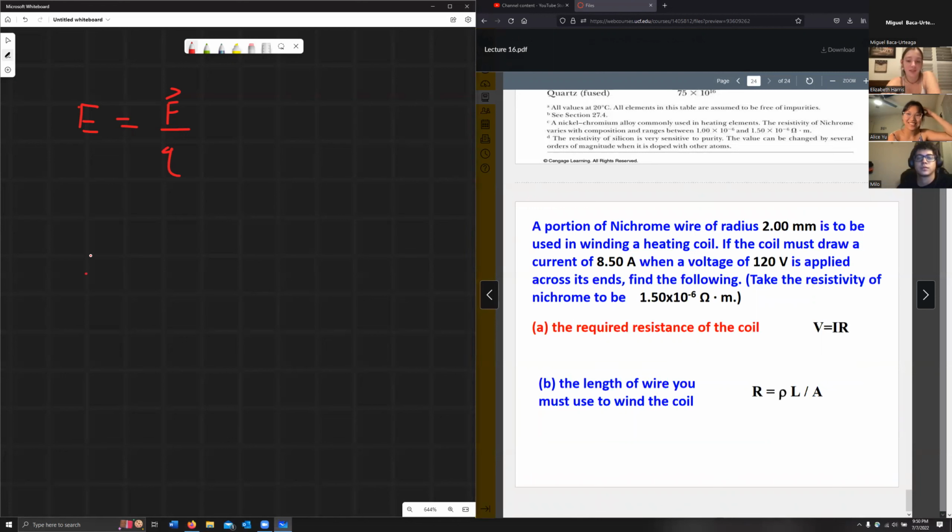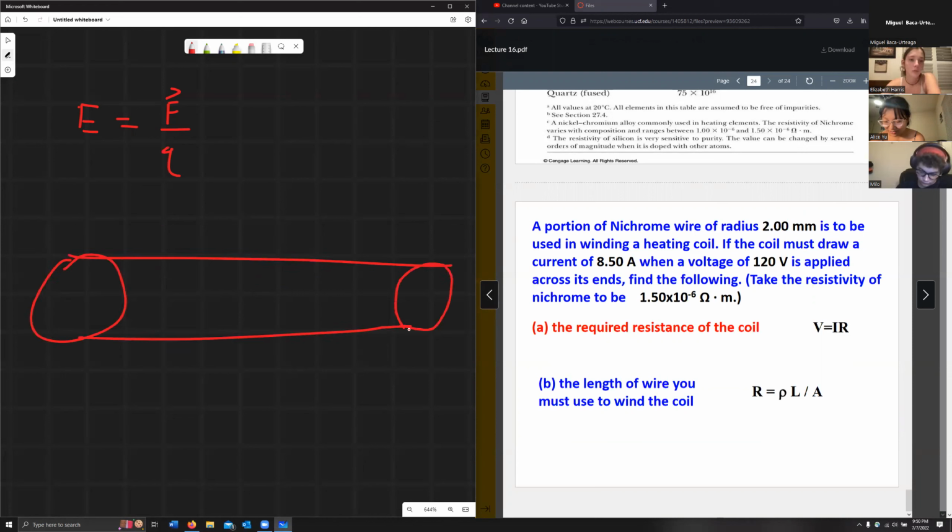Check it out. We have a tube. All right, let's do it. Here we go. Tube. No, let's make it a little bit bigger. So we have a tube like that. Tube radius 2 millimeters is to be used in winding as a heat coil. If the coil must draw current, so we have current I is 8.5 amps, and the voltage is 120 volts.